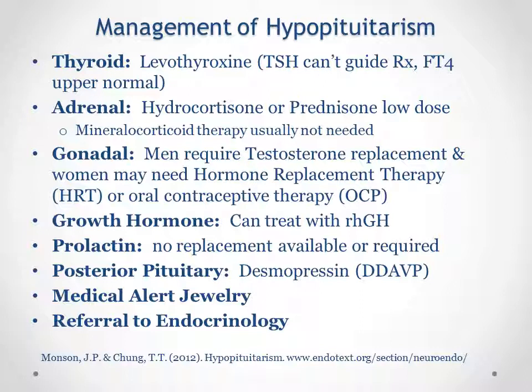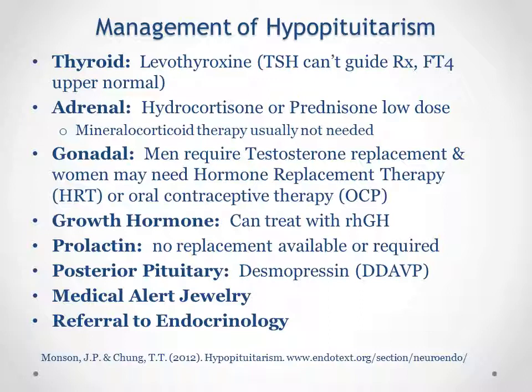Some of the specific treatments for the management of hypopituitarism would be the specific hormones involved, including replacement of levothyroxine for thyroid hormone. The TSH cannot guide the treatment in this case. The free T4 you would want to maintain in the upper normal range. For adrenal symptoms, hydrocortisone or prednisone low dose, mineral corticoid therapy is usually not needed. Men may require testosterone replacement, and women may need either hormone replacement therapy if they are postmenopausal or oral contraceptive therapy if they are premenopausal.